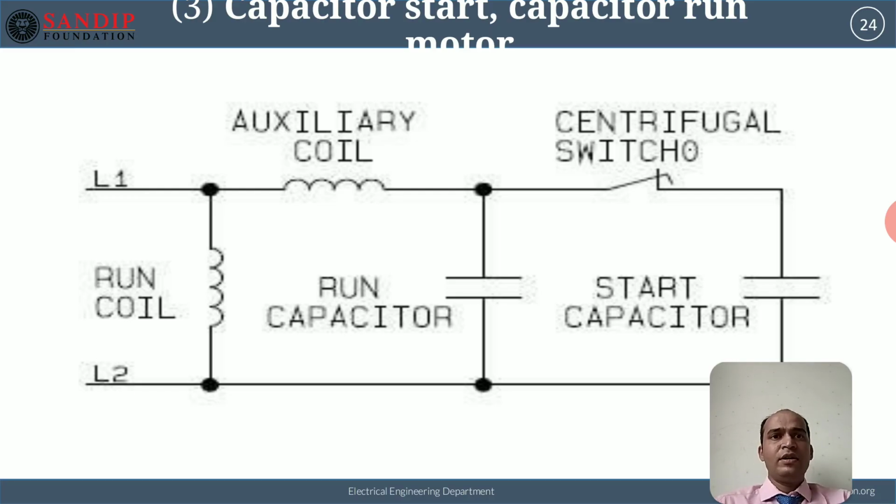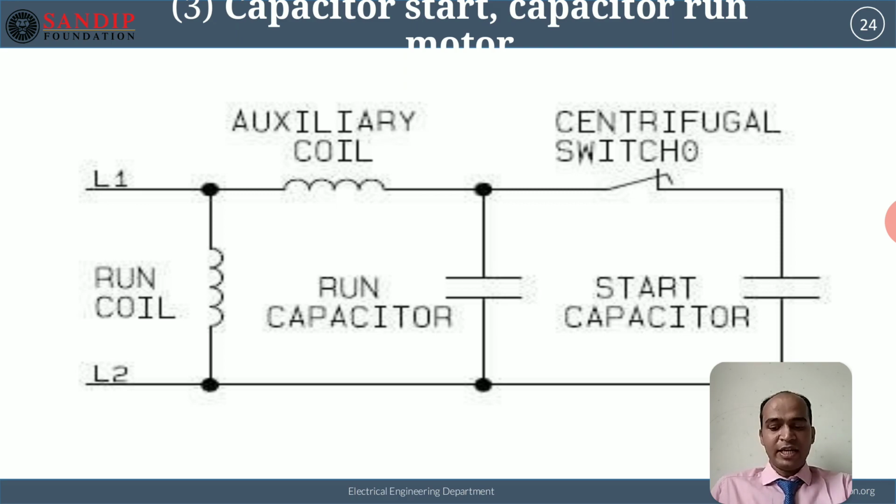Now, next motor, third part: capacitor start, capacitor run motors. In capacitor start, capacitor run motors, there is no centrifugal switch connected. At the starting condition and at the running condition, the capacitor is connected. The capacitor start, capacitor run motor is as shown in the figure. There is no centrifugal switch, hence the capacitors will not go out of circuit at all.